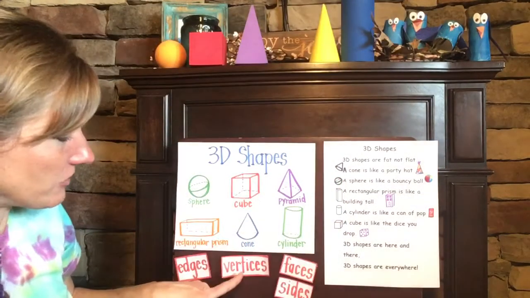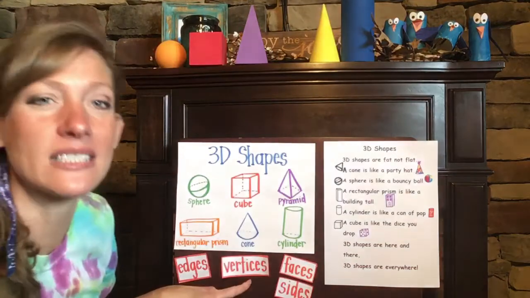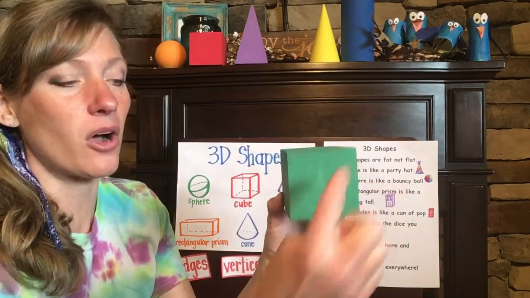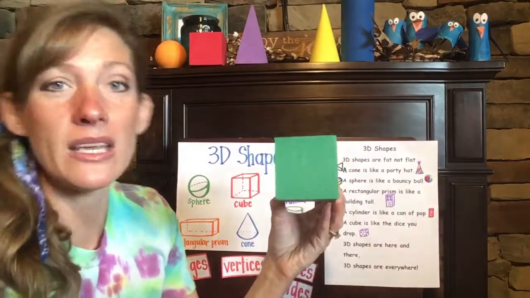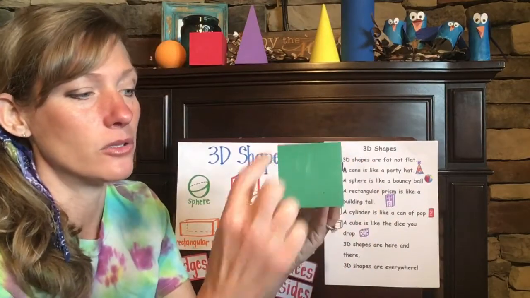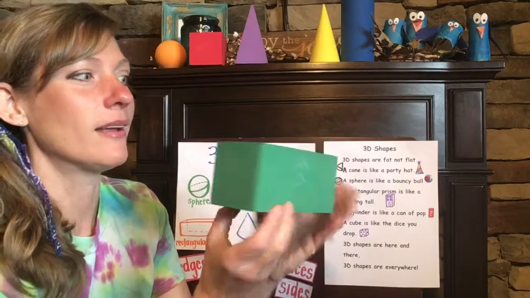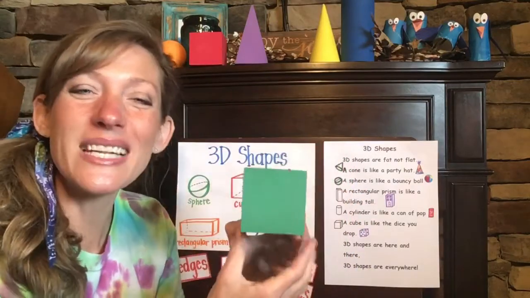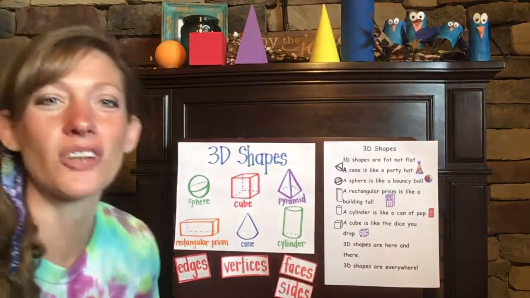Now it still has vertices. Here's another word, vertices, that we know as corners. Here are its vertices or its corners. We could count those too. Ready? 1, 2, 3, 4. How about this end? 5, 6, 7, 8. So it's got 8 vertices or 8 corners.